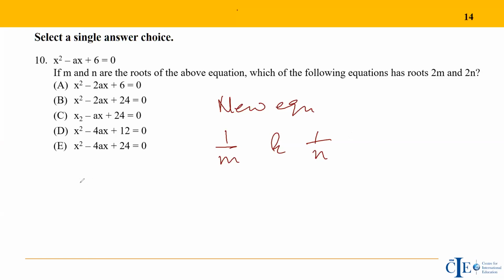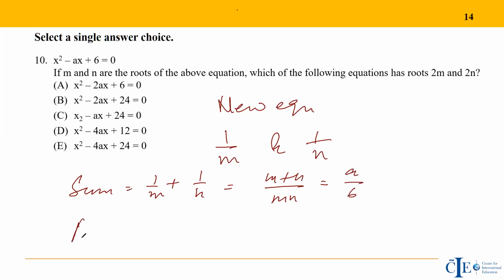So therefore, the sum would be 1 by m plus 1 by n, which is (m plus n) upon mn. m plus n is a, and mn is 6. And the product would be 1 by m into 1 by n, which would be 1 by mn, which is 1 by 6.